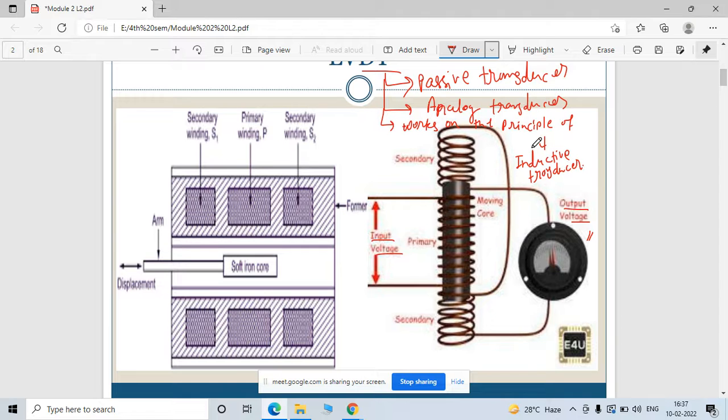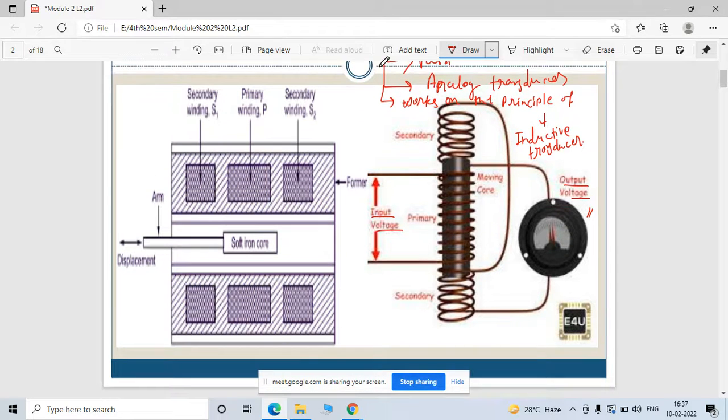Okay, it works on the principle of inductive transducer. See, this is a soft iron core. This is your soft iron core, and this one bar is connected to this, and here the displacement is happening. Whenever there is displacement, this shaft is initially in front of this, right? So यहाँ से जितना भी आपका EMF इंड्यूस होगा, that induced EMF is in between this, linking with this soft iron, right?